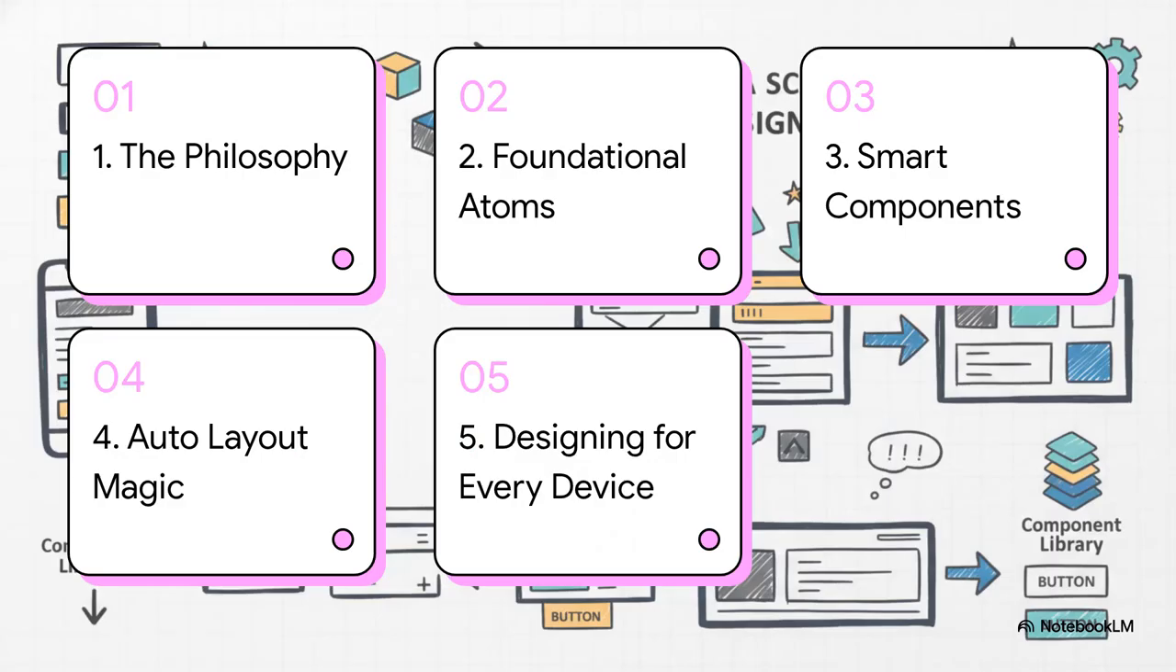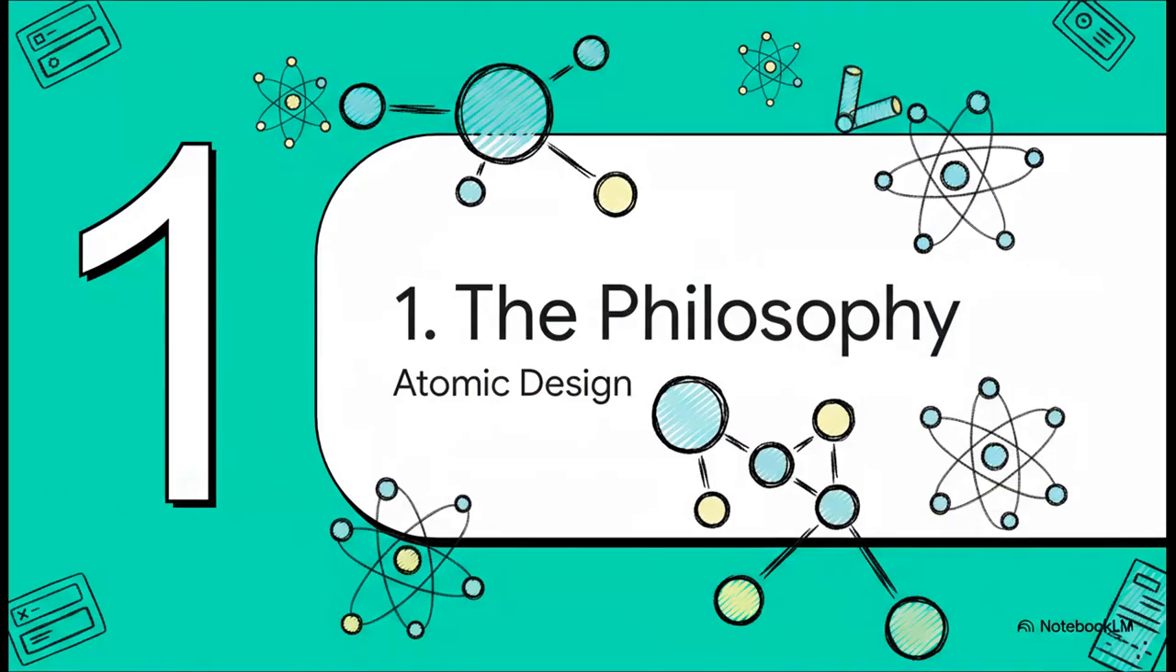So here's our game plan. We're going to start with a big idea, the core philosophy behind it all. Then we'll get our hands dirty and actually build the basic pieces. From there, we'll see how to assemble those pieces into smart, reusable components, unlock the magic of auto layout, and finally bring it all together to design a fully responsive UI. Let's do it.